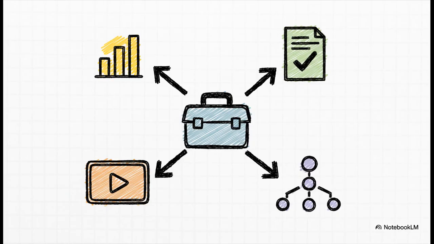And it doesn't stop there. The Studio panel is a whole toolkit for turning your raw research into polished, professional content. You need to present data visually? Make an infographic. Need to show how different ideas connect? Generate an interactive mind map. Each one of these tools is designed to turn your pile of data into a structured system of knowledge.